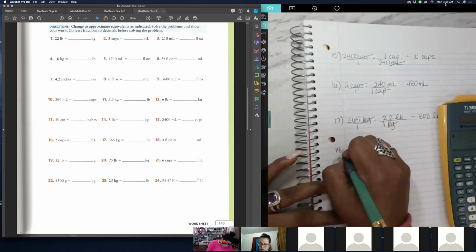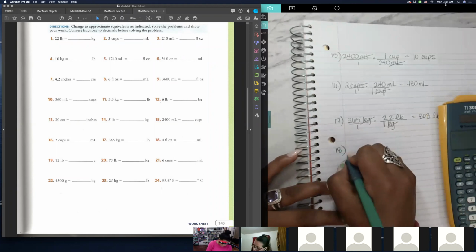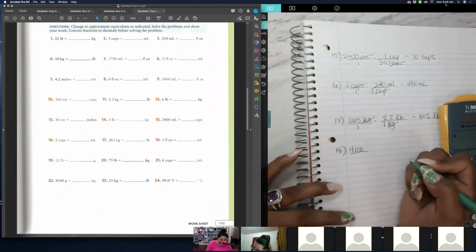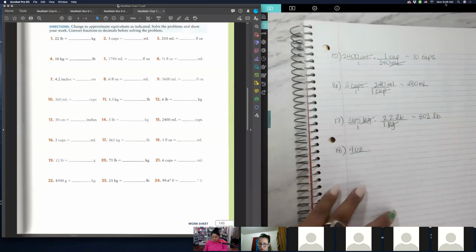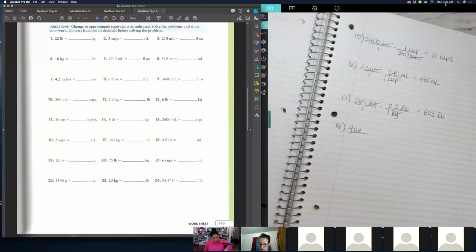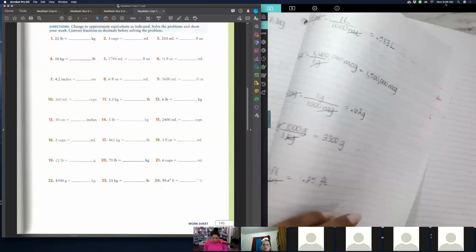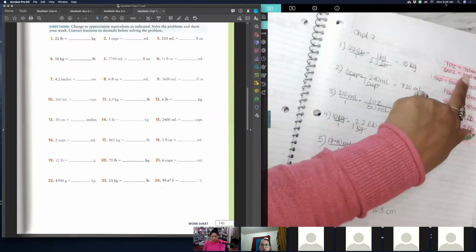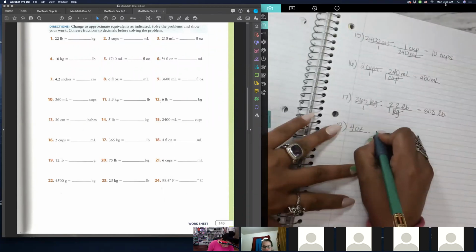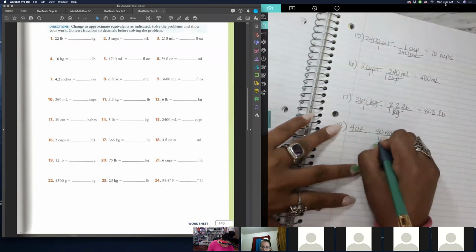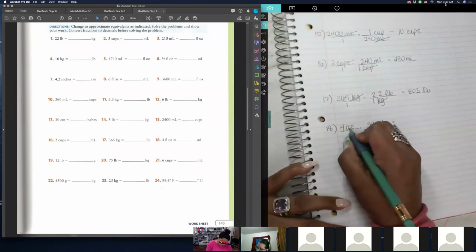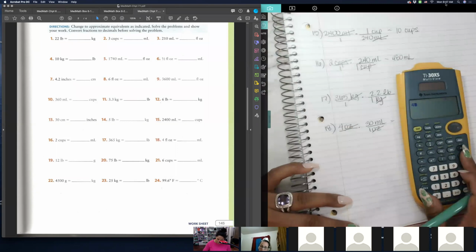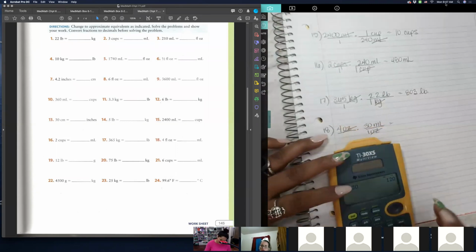All right, 18 is 4 ounces. We want to convert to milliliters. So again, there are 30 milliliters in 1 ounce. Our unit of ounces is going to cancel, and then just take 4 times 30, and that's going to be 120 milliliters.